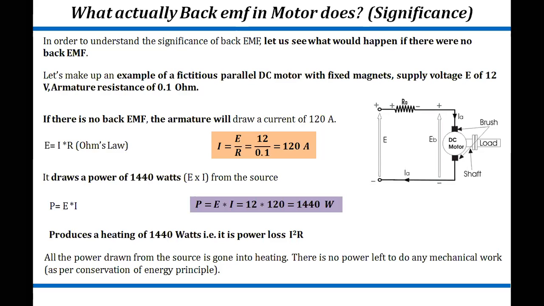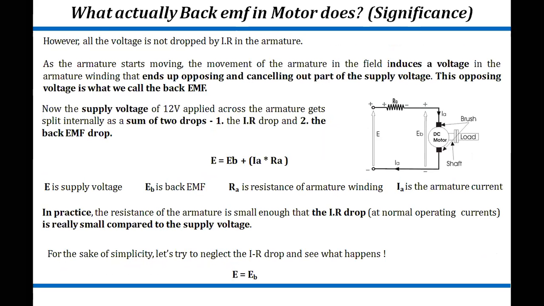Here that whole power value goes to the power dissipation. It produces heat, that will be 1440 watt. So here what we are saying is that all the power is going in the form of heat, so there will be no power left to do the mechanical work. So as per the energy law, we will require the back EMF, so that we can do the mechanical work also.